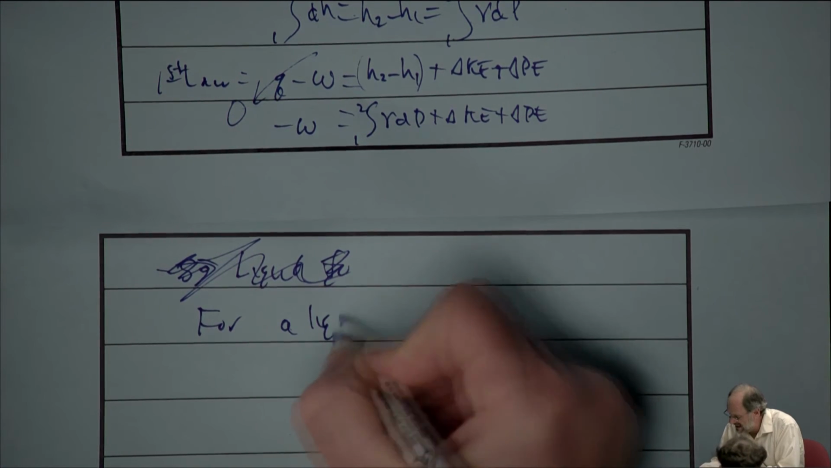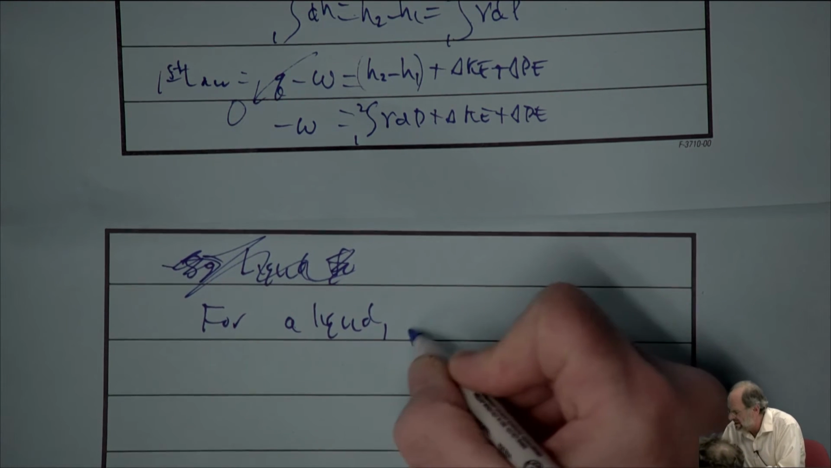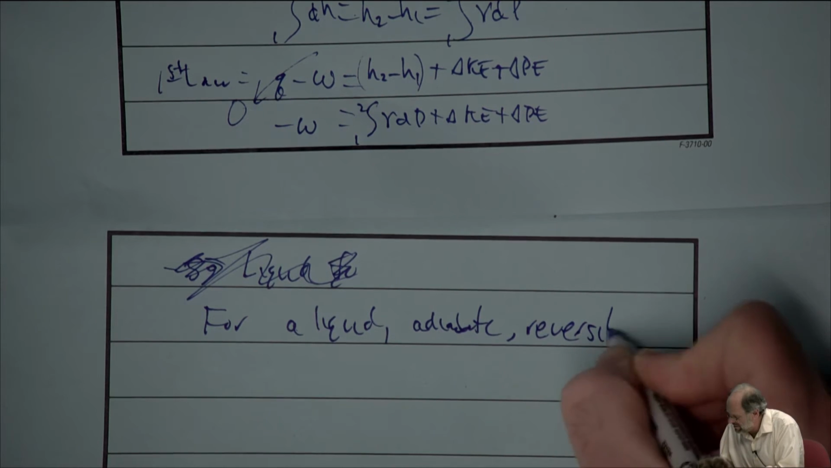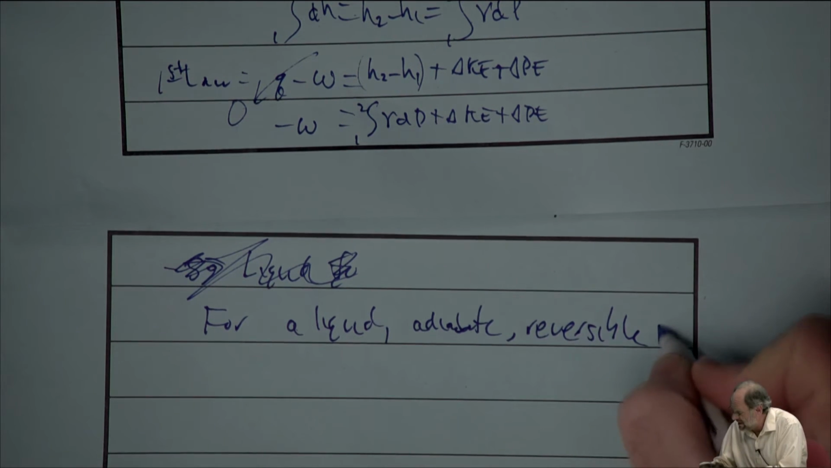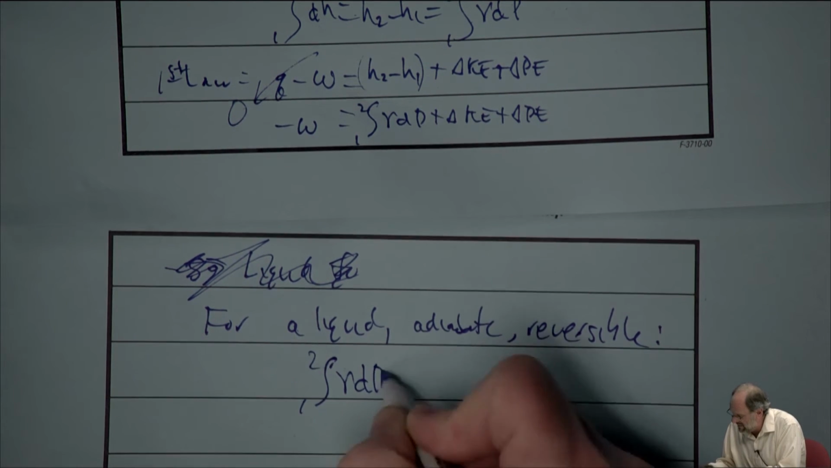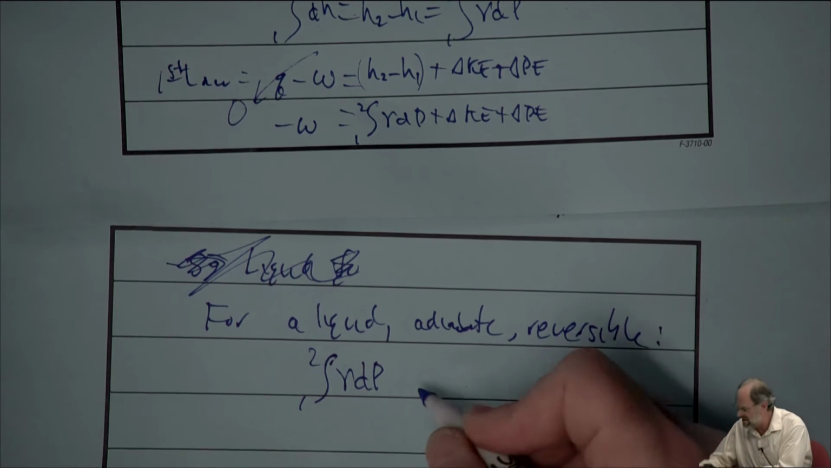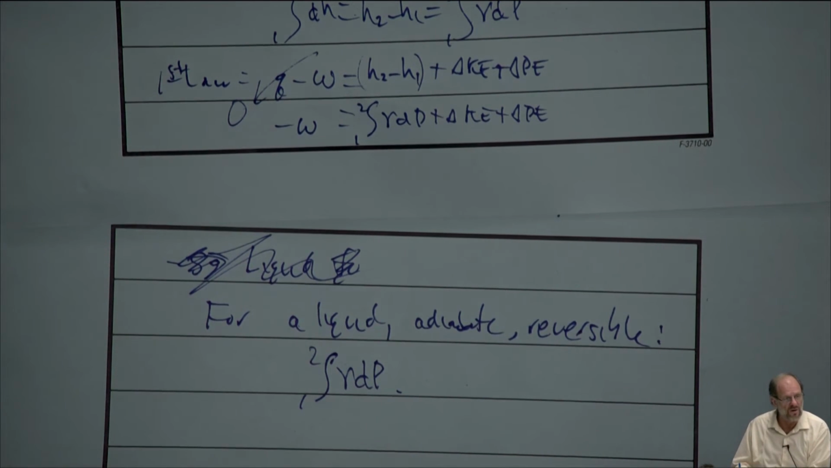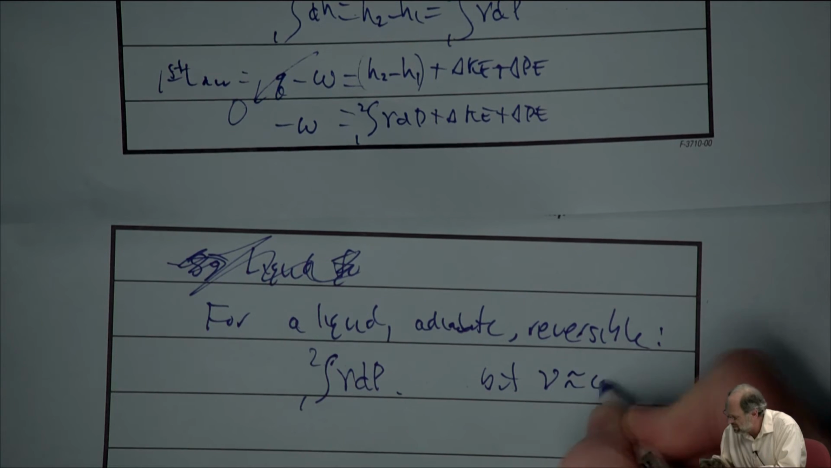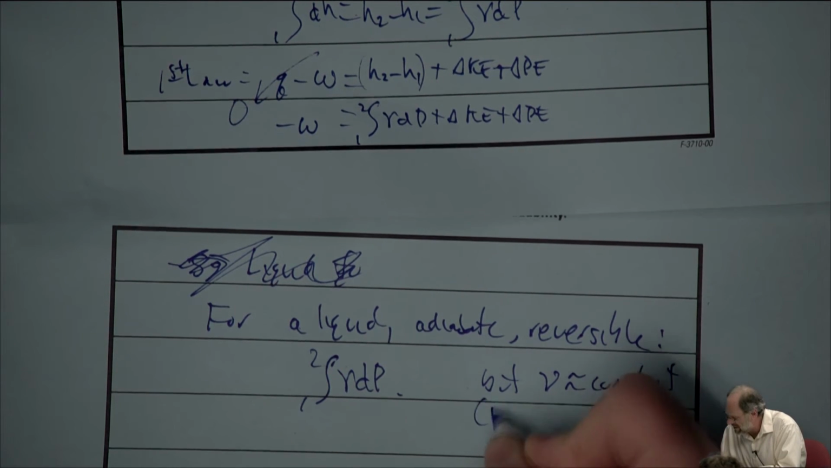So for a liquid that's undergoing an adiabatic reversible process, what would be the integral of VdP? Let's keep in mind that for liquids, and we've talked about this before, they're fairly incompressible. In other words, the specific volume is essentially constant over a wide range of pressure increases. So I'll note that, V is more or less constant.